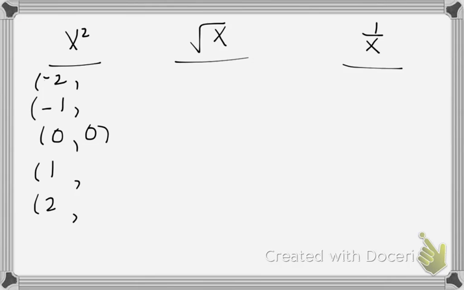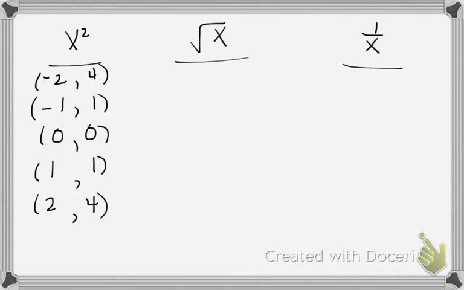And we can get the y values of these by basically just putting them into this equation. So we essentially are just squaring them to get the y's. So negative 2 squared is positive 4, negative 1 squared is 1, 0 squared is 0, 1 squared is 1, and 2 squared is 4.